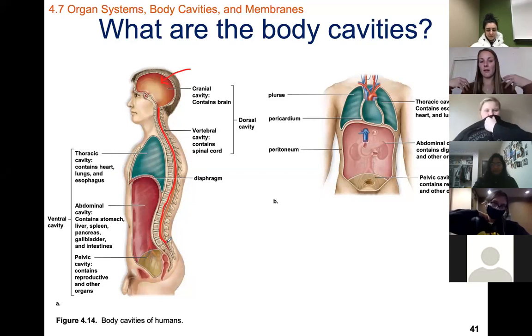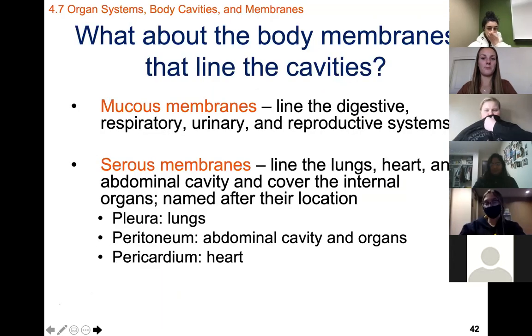So your thoracic cavity, which is kind of up here in the chest and rib area, contains your heart and your lungs and your esophagus. The space around that is called a cavity, and in specific, that one's called the thoracic cavity. You have your abdominal cavity, which contains your stomach, your liver, your spleen, pancreas, gallbladder, intestines, etc. And as you can see, there's other types of cavities, such as your pelvic cavity, which contains your reproductive organs, abdominal cavity, your digestive organs, etc.